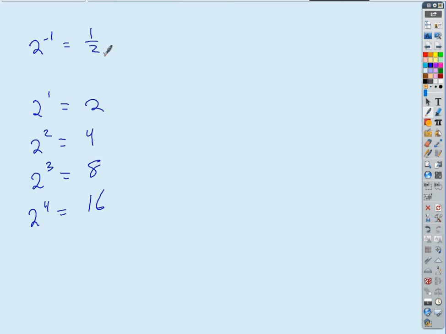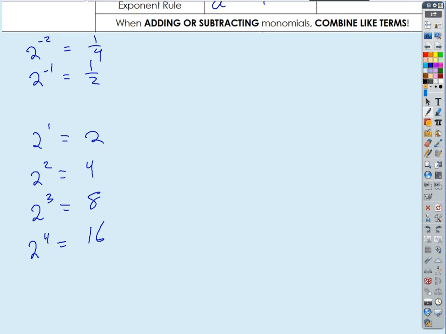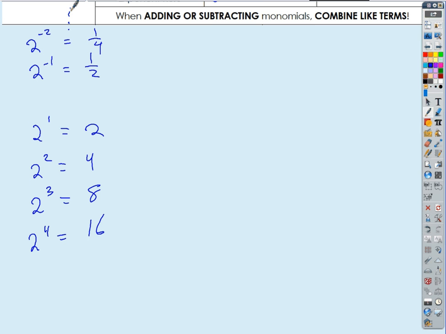Here's probably the best way I can think of to explain this. If I take 2 to the 1, what does that equal? 2. What's 2 squared? 4. What's 2 cubed? 8. 2 to the 4th? 16. Okay, let's do 2 to the negative 1. What's that? 1/2. Okay. 2 to the negative 2? 1/4. Etc. So we could have this list go on and on and on.